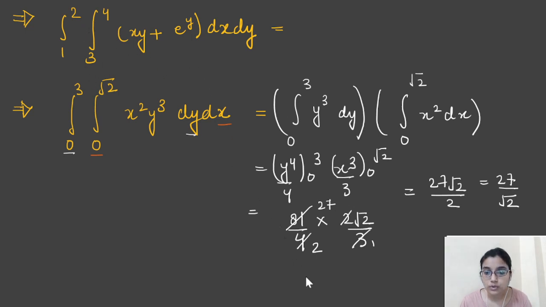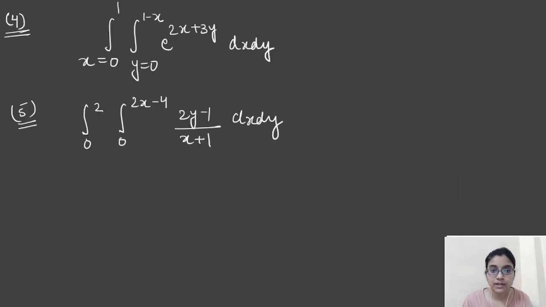So this is the answer of the question that I gave you, which was based on the case when the limits of both the variables are given in terms of real numbers. Okay, let's move on to the questions that were based on another concept. So what were these questions? In these questions, the limit of one variable is in terms of the other variable. So we do not have the choice of integrating with respect to any variable at the first step.